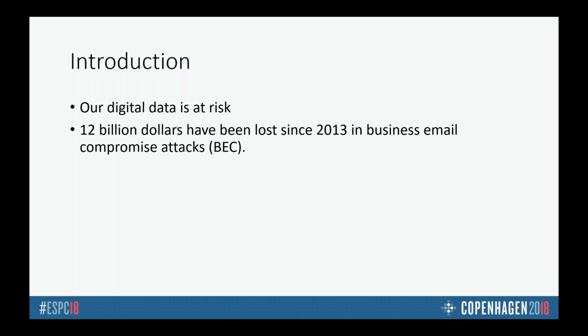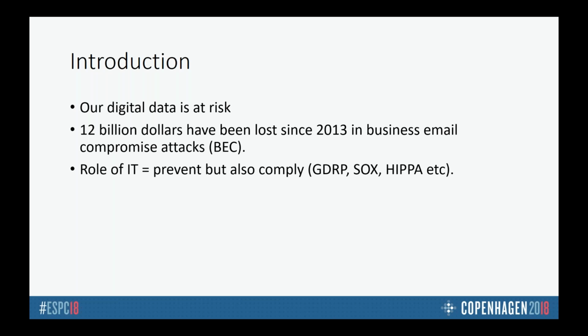The research has proven that there has been $12 billion lost since 2013 in business email compromise attacks. A business email compromise attack is pretty much what I showed you just a couple of slides ago, where a business email is compromised and your data is being obtained. The role of IT in all of this is trying to prevent these attacks, trying to find the best and newest methods that can help us prevent any kind of these attacks. On top of that, the role of IT is also to comply with various regulations and rules. Here in the European Union, we have GDPR, and there are other regulations as well, like SOX and HIPAA and many others that regulate how data can be accessed, who has access to data, and what kind of rules and checks you need to implement in order to control all of these things.